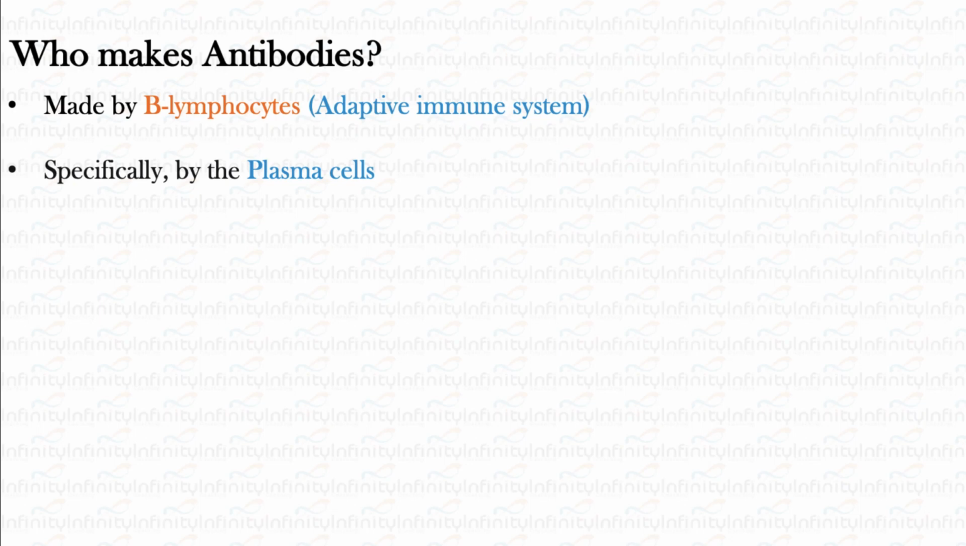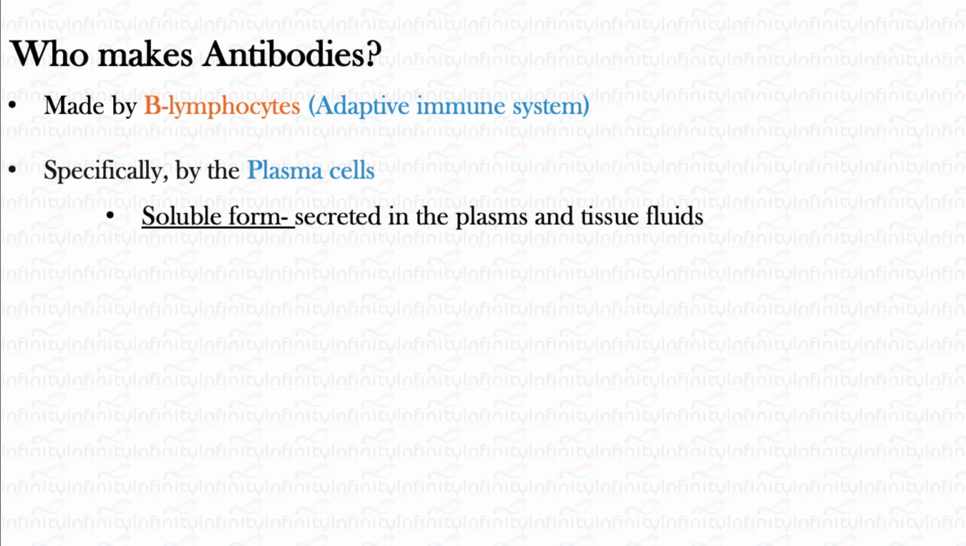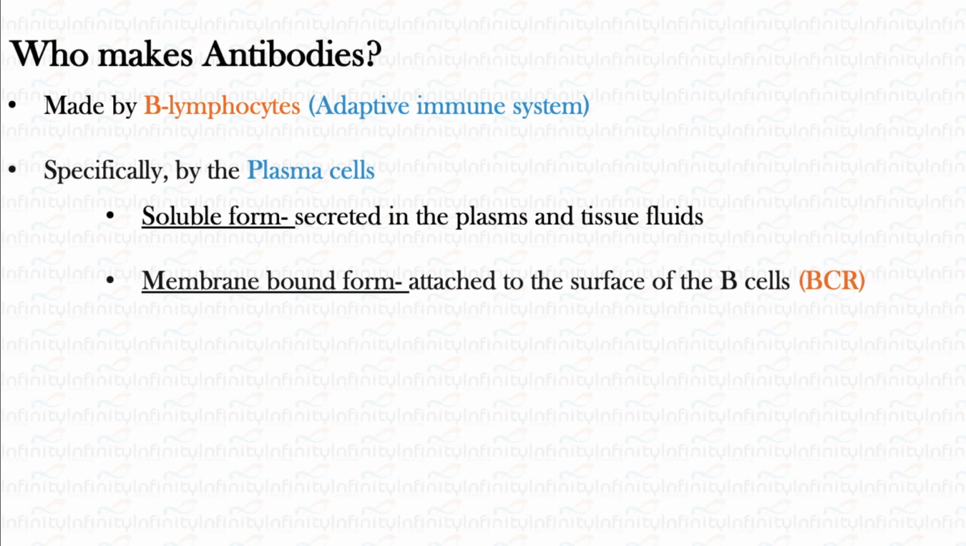Now, there are two different kinds of antibodies present in our body. The first kind is known as a soluble form of antibody. These soluble antibodies are secreted into the plasma and tissue fluids. Whereas the other type of antibodies, known as membrane-bound antibodies, are attached to the surface of these B cells and sometimes are also known as B cell receptors.